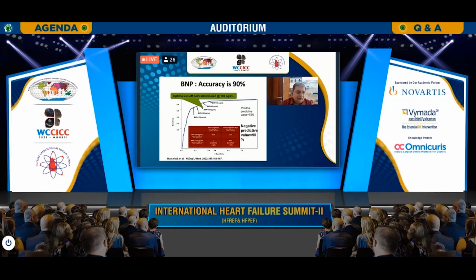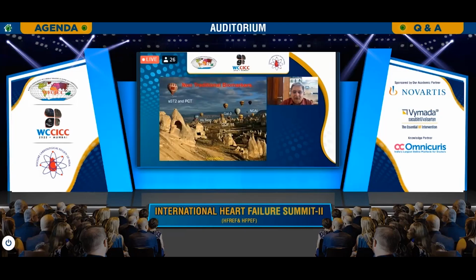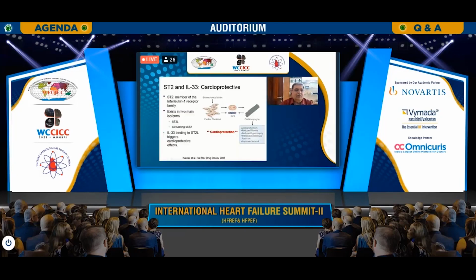So let's talk about some other biomarkers which supplement the accuracy of natriuretic peptides. The first one that comes to our mind is suppression of tumorigenicity 2 factor, also known as ST2. Now, ST2 exists in 2 different forms. One is the ligand form, ST2L, which is bound to cardiomyocytes. The function of this ST2 is to get interleukin 33, which is a protective molecule, attached to the cardiomyocyte. So when interleukin 33 gets attached via ST2L to the cardiomyocyte, all beneficial things happen: fibrosis is reduced, hypertrophy is reduced, ventricular function is preserved, and survival is improved.